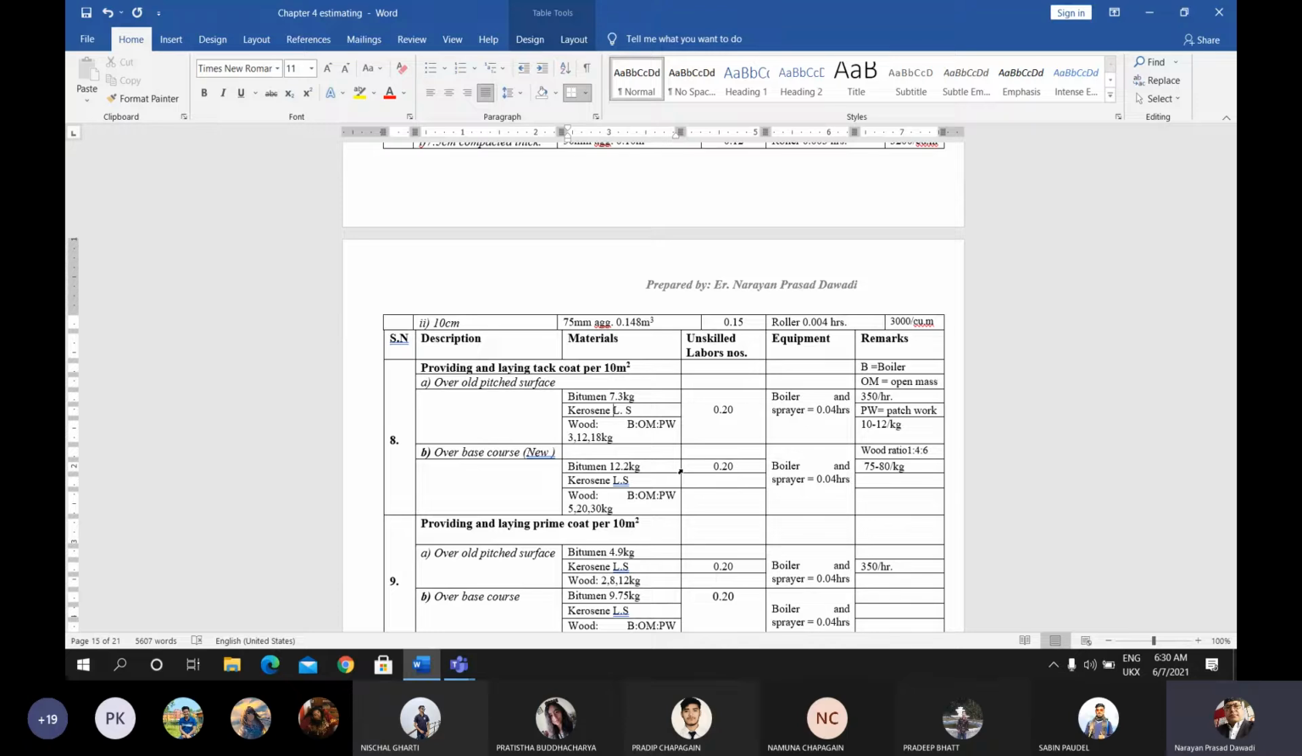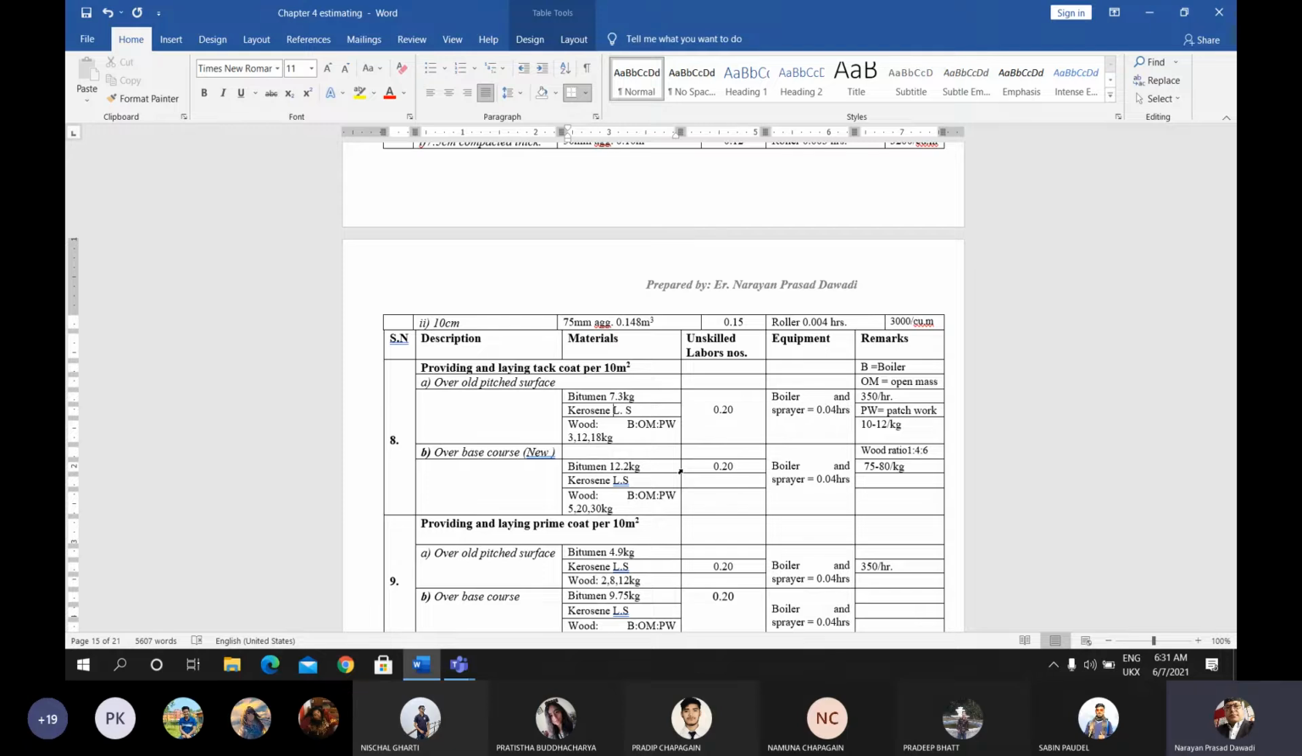Providing over the whole old pitch surface and providing over the base course, that is the new base course surface, the new road. For the new road the bitumen is used. If the old road structure surface course is scratched away or damaged, at that time we provide the tack coat, and over the tack coat a new surface can be laid for the old pitch surface.